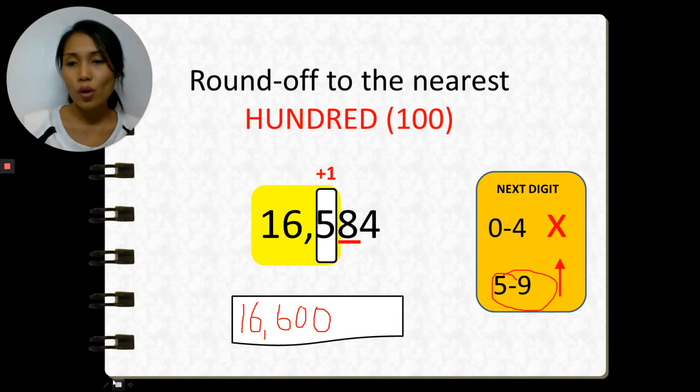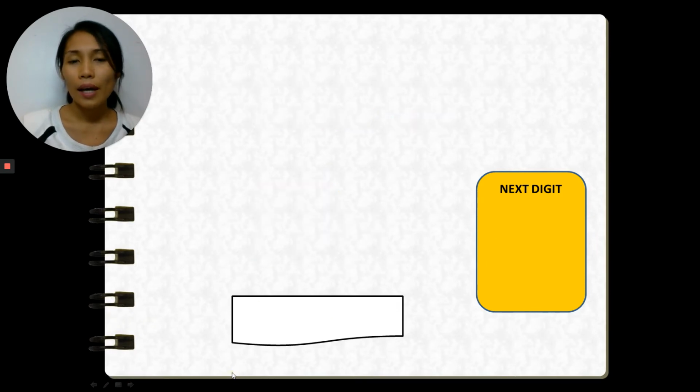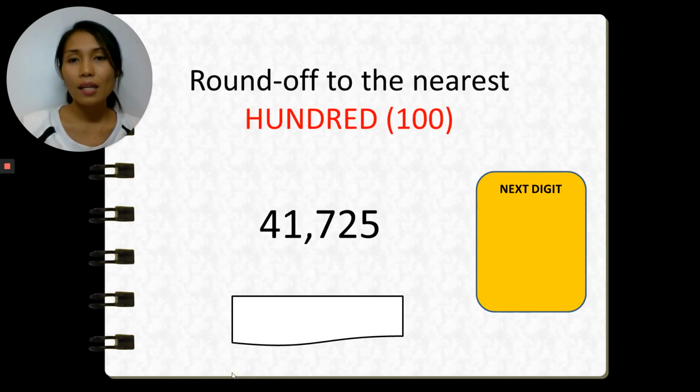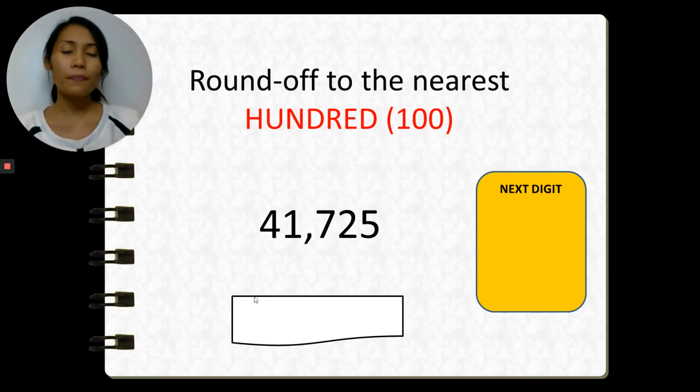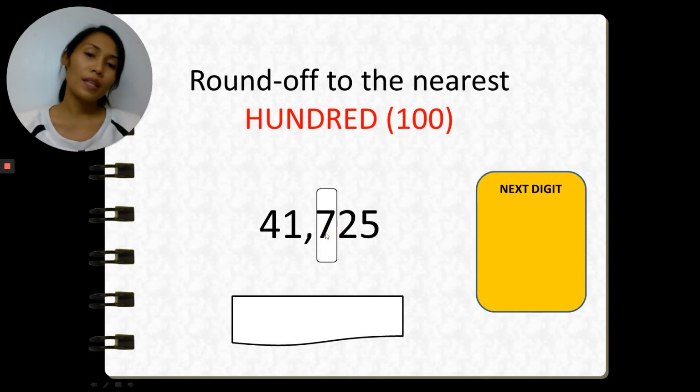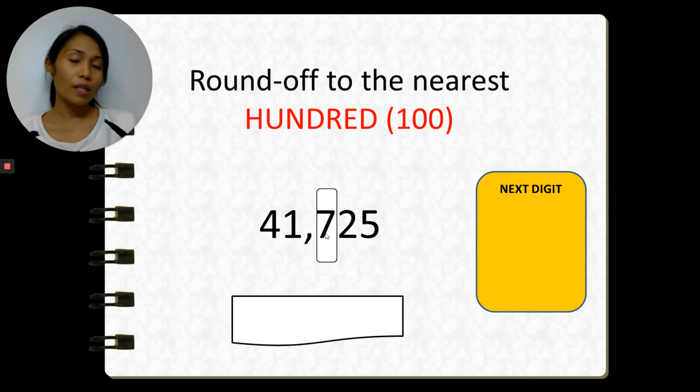Okay, let's try another example. 41,725. Okay, let's round off to the nearest 100. 100 again. So where is the 100 here? 5 is ones, 2 is tens, 7 is hundreds. Okay, it's still in the 100 place, so it's 7.